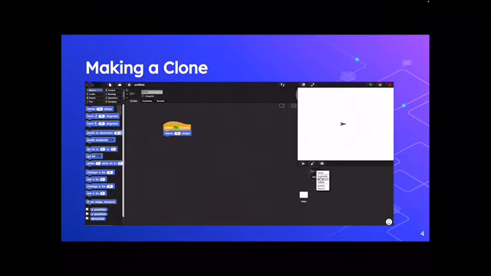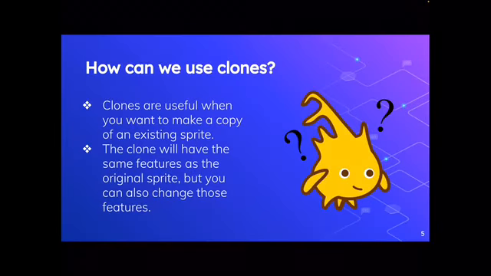To make a clone, we essentially just have to right-click and make clone. This is one way. This would actually be creating a new sprite for that clone, and it would be a clone of the first sprite, so it has everything the same. We're not going to be doing that for this project, but we'll see how we're going to be doing that in a moment. Clones are useful when you want to make a copy of an existing sprite.